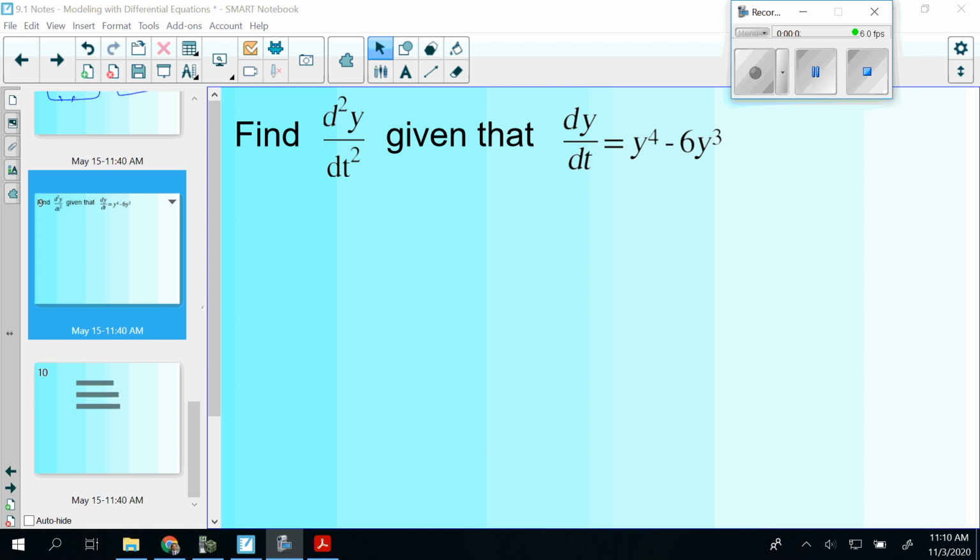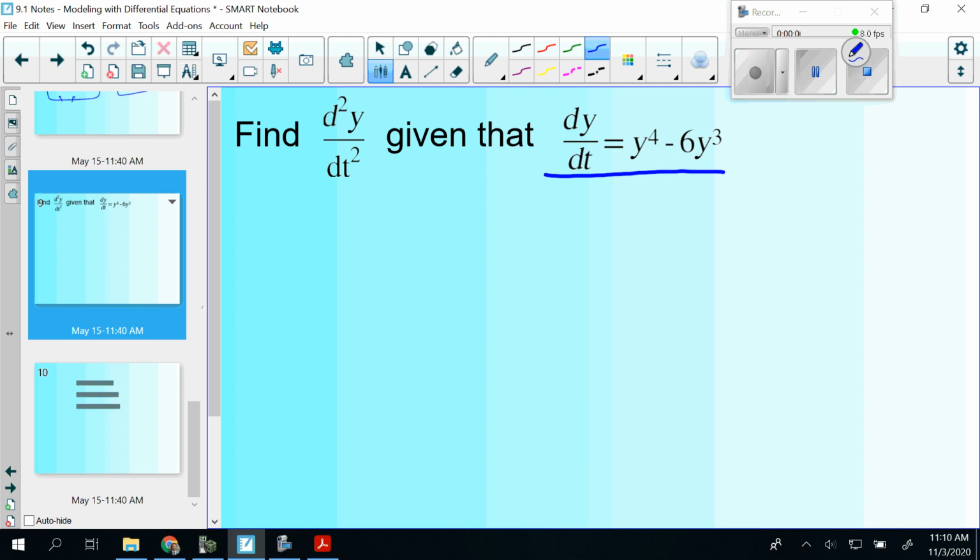All right, this last question, they were given a differential equation here. They want us to find the second derivative of this. So in order to find that second derivative, it looks like here we're going to have to take the derivative of both sides of this equation here. So derivative of the left side would just be our second derivative here.